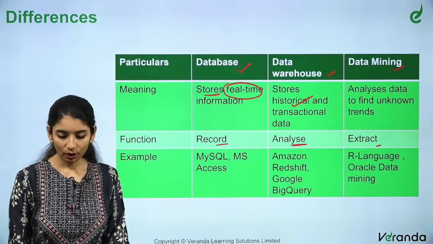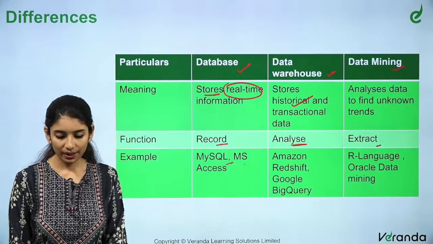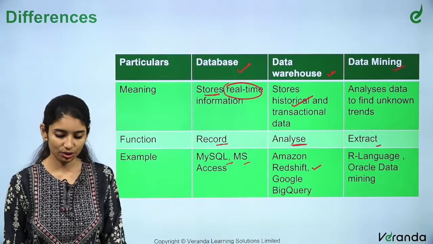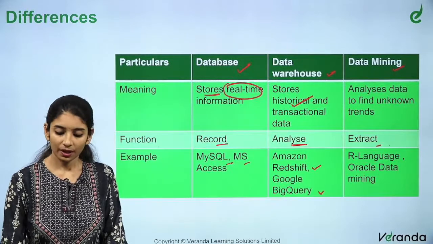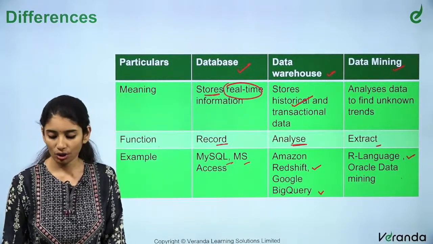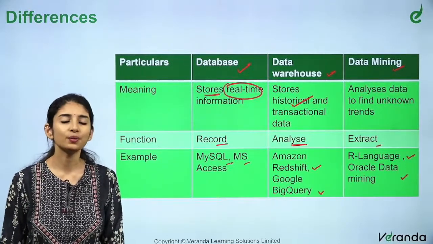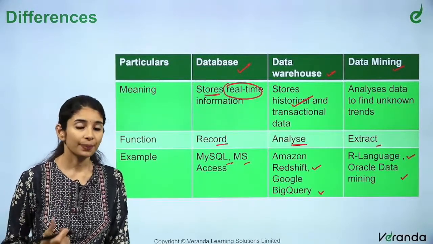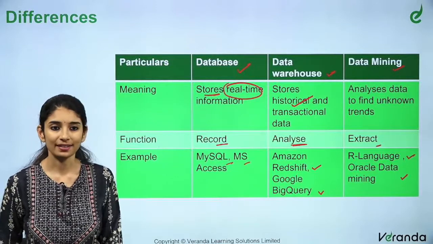Now the examples of various tools: MySQL, MS Access would be databases. Data warehouse could be Amazon Redshift, Google BigQuery. Data mining could be R language, Oracle data mining. These are a few examples. This is just a quick glance at the differences between database, data warehouse and data mining.